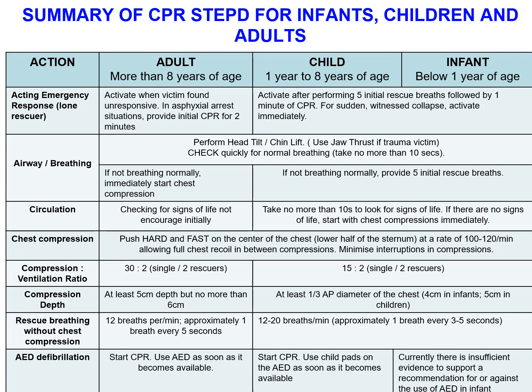Next, chest compression. Push hard and fast on the center of the chest, which means the lower half of the sternum, at a rate of 100 to 120 per minute. Allow the chest to fully recoil in between compressions. Minimize interruptions in compressions. Next, compression to ventilation ratio. In an adult, perform 30 compressions to 2 ventilations. For a child or infant, the compression to ventilation ratio is 15 to 2.